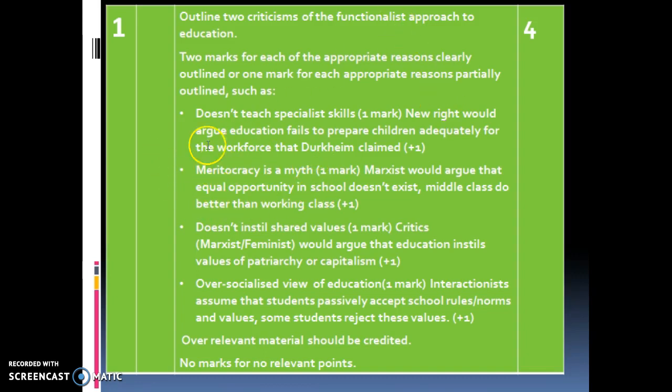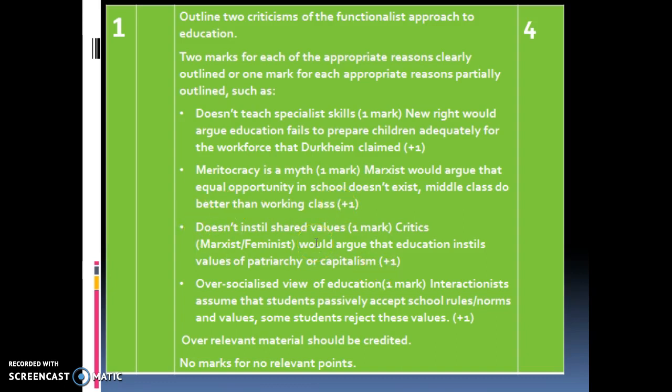The second criticism is meritocracy being a myth. This is criticising the functionalist view of education, which is meritocracy. Marxists would argue that equal opportunity is rare. Middle class students do better than working class students. Equal opportunities do not exist. So you've got your statement and you've got your qualifying mark.